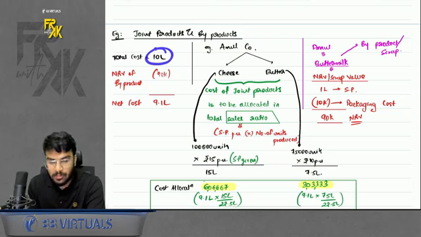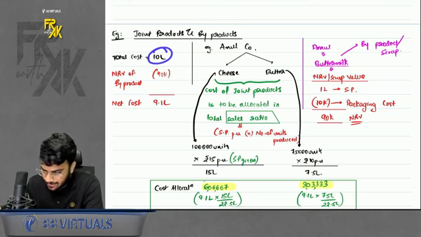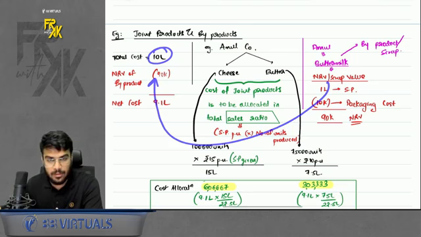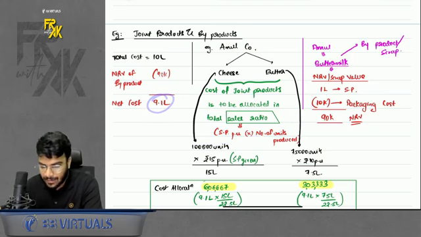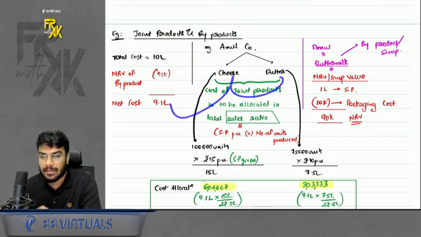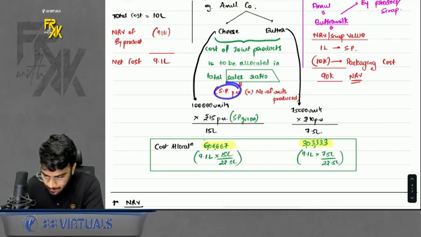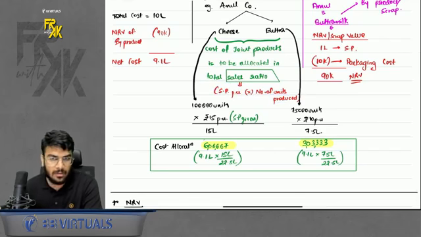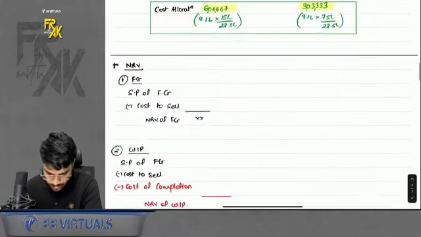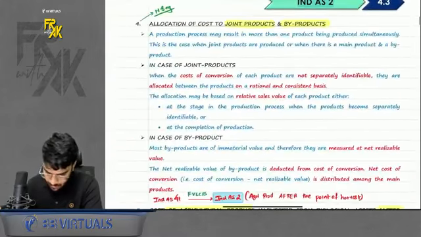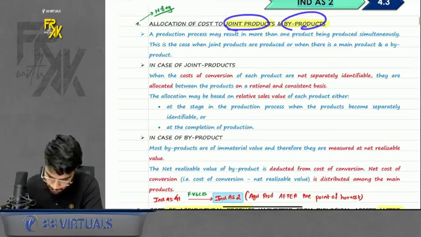First, calculate total cost. From this total cost, deduct the NRV of the byproduct. You will get the net cost. This net cost will be allocated between cheese and butter in the sales ratio. Now how to calculate the sales ratio? Selling price per unit into number of units produced. In this ratio, you will bifurcate the cost. Simple, right? So this was allocation of cost to joint products and byproducts.